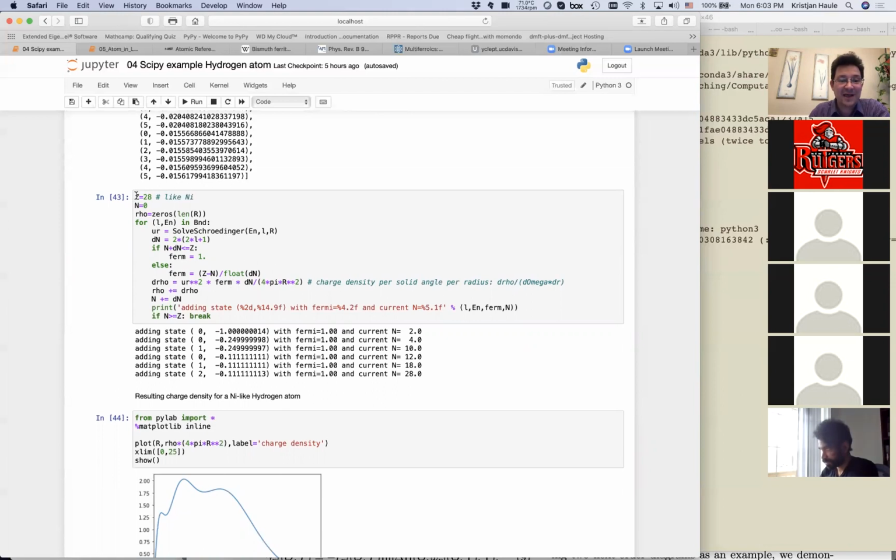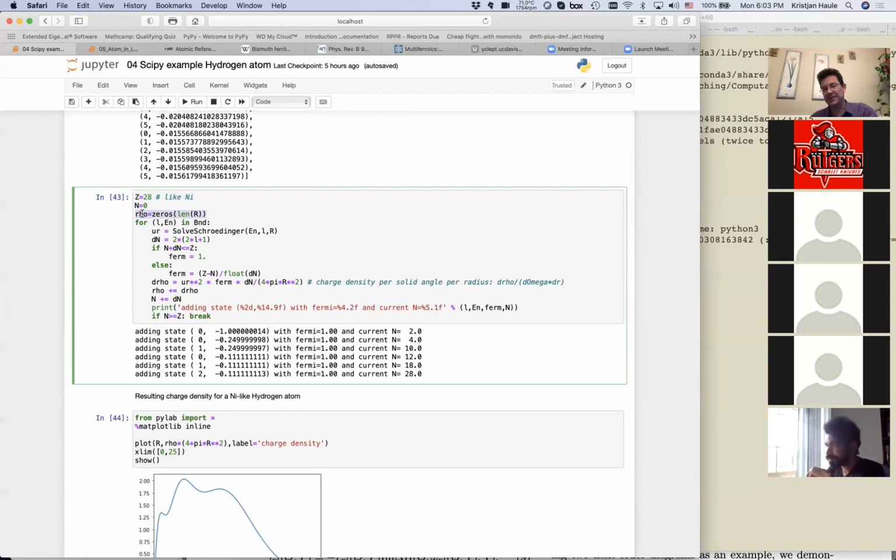Okay, so let's say that we have something like a nickel atom. Z is 28. Then we want to populate the charge density rho, which is going to be an array of the length of R. So basically, the array is going to be as long as the mesh in real space in R, the distance from the nucleus. So this rho is going to contain the charge density.